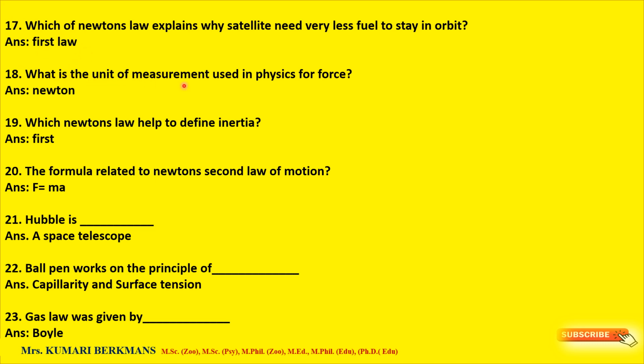What is the unit of measurement used in physics for force? It is newton. Which Newton's law helped to define inertia? Newton's first law. Next one, 20th one. The formula related to Newton's second law of motion is F equals ma. Hubble is dash, a space telescope. Hubble is a space telescope.